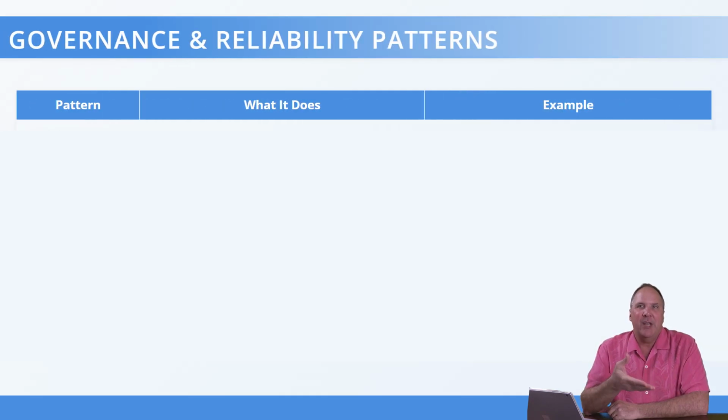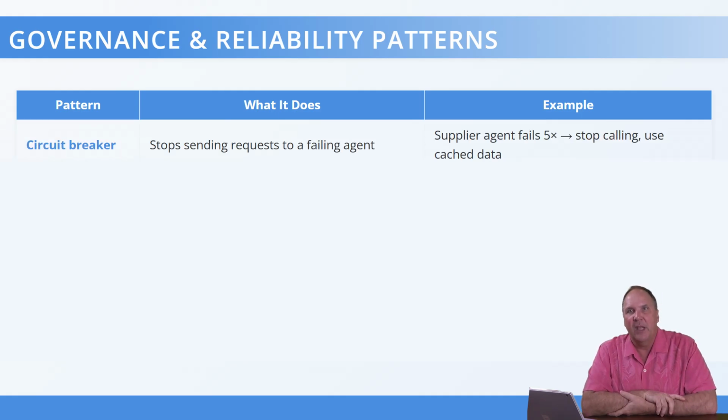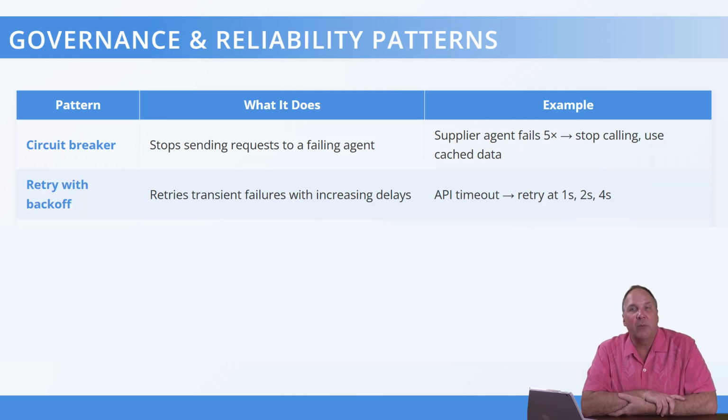Now, multi-agent systems are powerful, but fragile if you don't design for failure. Here are the patterns that keep them reliable. 1, circuit breakers. If a specialist agent fails 5 times in a row, stop sending it requests. Use cached data or escalate. Don't keep hammering a broken service. Retry with exponential backoff.